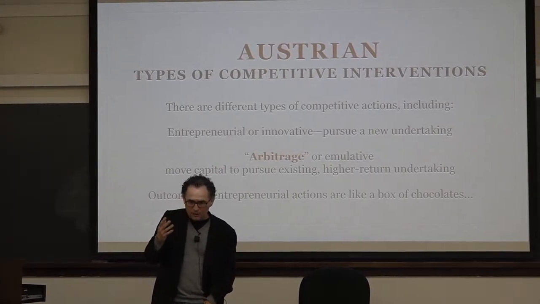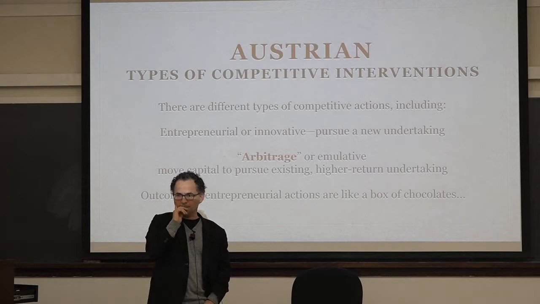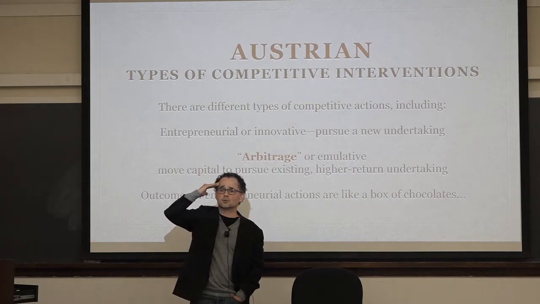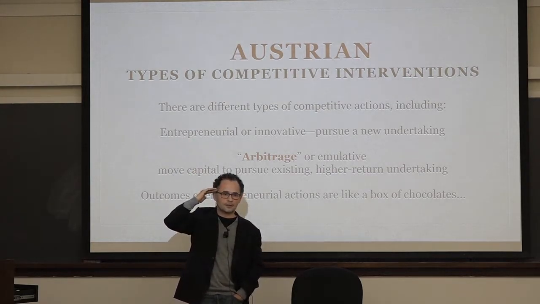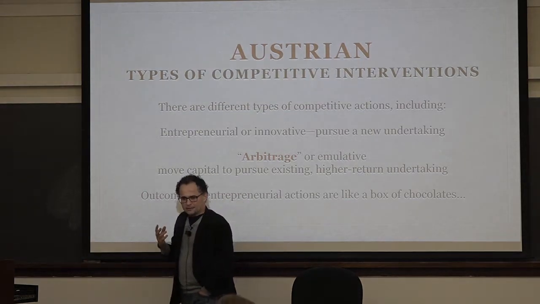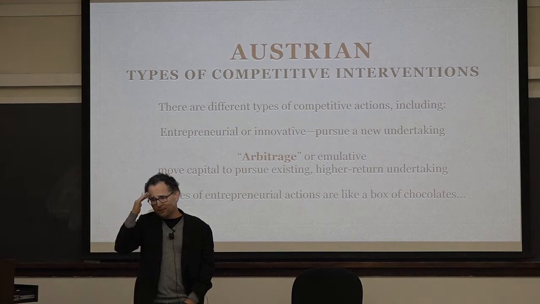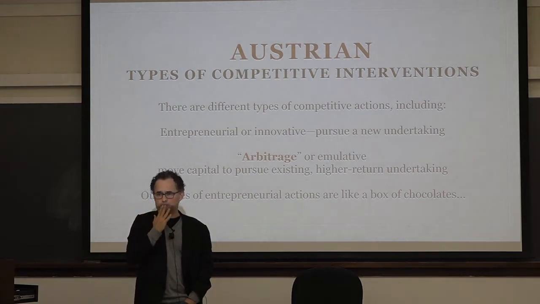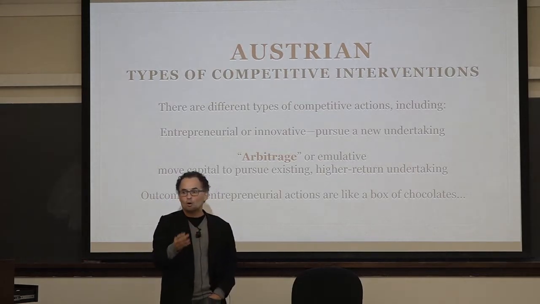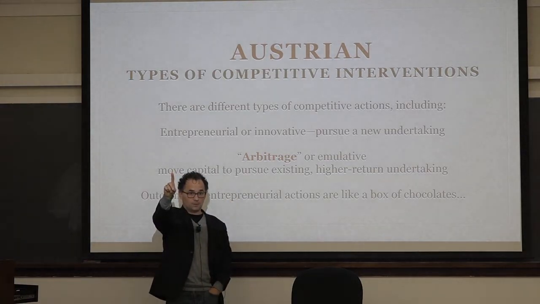There are competitive actions that we can call entrepreneurial or innovative. Somebody comes up with a new way of doing stuff. Okay? To the Austrians, that's very important. Today, people that take many courses in business schools talk about the disruptors, right? And all sorts of business school speak. Well, it's these people. The other kind of competitive intervention, the paper's calling arbitrage. Some people may not like the term, but it's emulation. Moving capital and competitive efforts and resources towards existing undertakings that are yielding more than what you're doing. But they exist already. Okay?